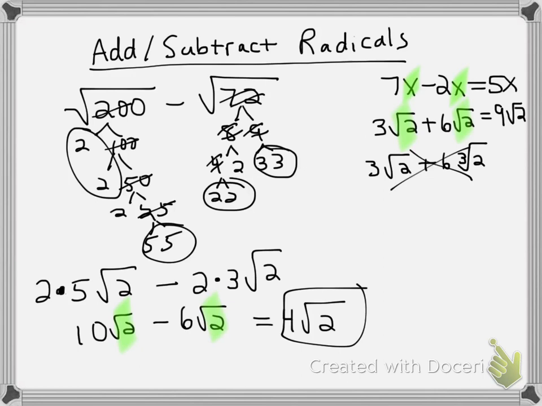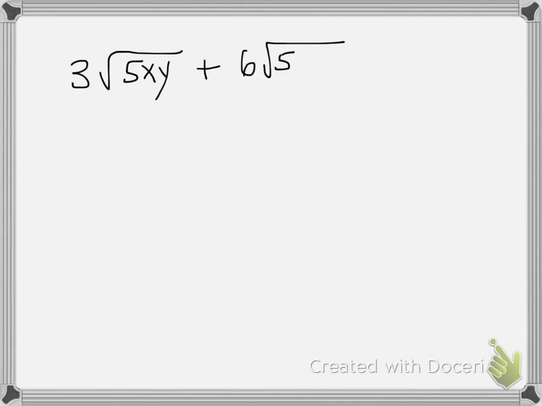You still want to make sure that the radical, the root, is the same, and what is underneath that root is exactly the same. So say it was 3 square root of 5xy, and I was adding 6 square root of 5xy. I can add these because this is the same as that. It's a 5xy and a square root. We have 9 of these.